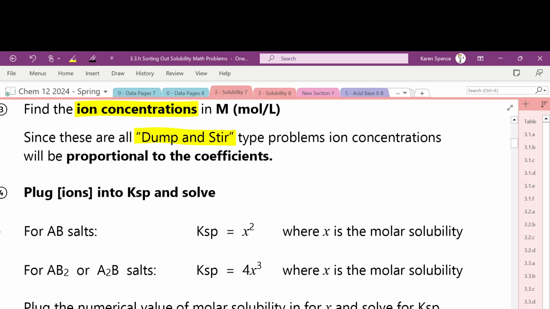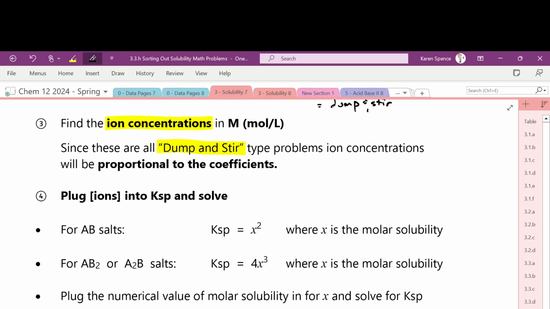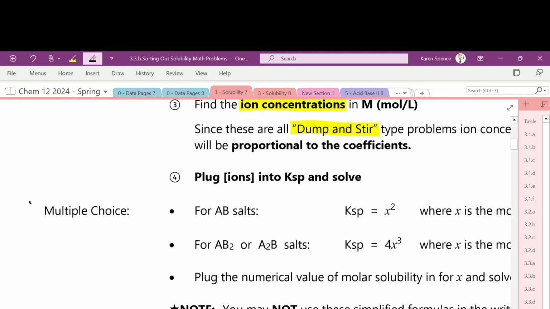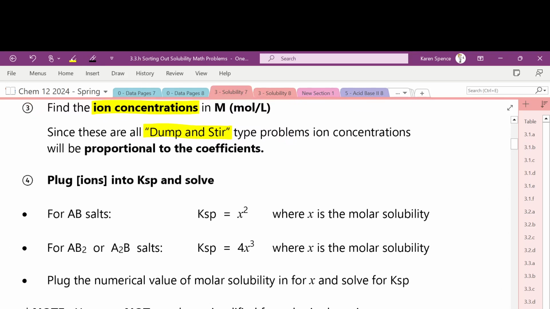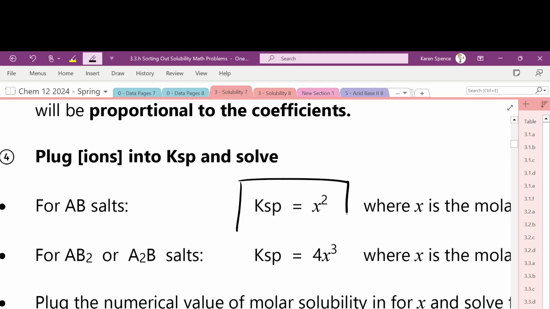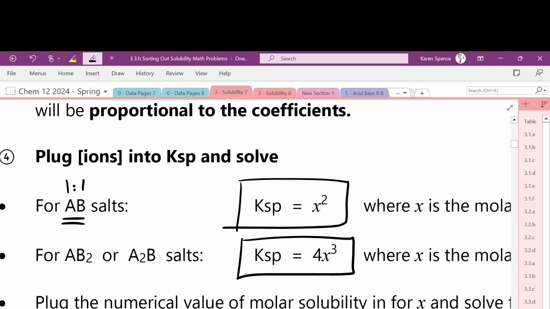Now, if you are doing multiple choice, you can just use the formula. KSP is equal to X squared for any AB salt. That's a 1-to-1 ratio salt. If you are doing multiple choice, you can just use KSP is equal to 4X cubed for a 1-to-2 or a 2-to-1 salt.